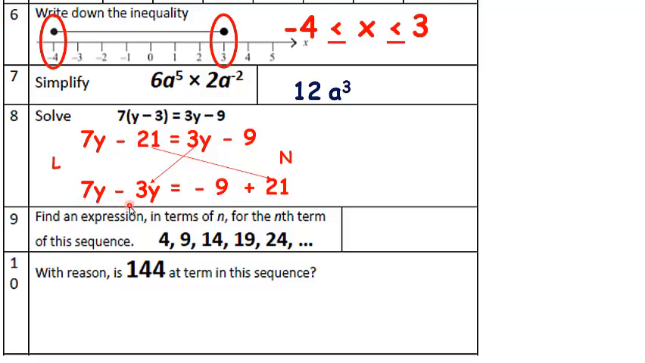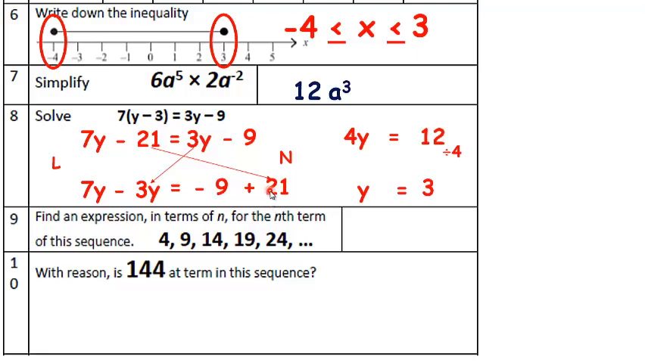7y take away 3y is 4y, minus 21 minus 9 plus 21 is 12. I need to get rid of the 4 by dividing by 4. 12 divided by 4 is 3. Y is equal to 3. There's your answer. There's your result.